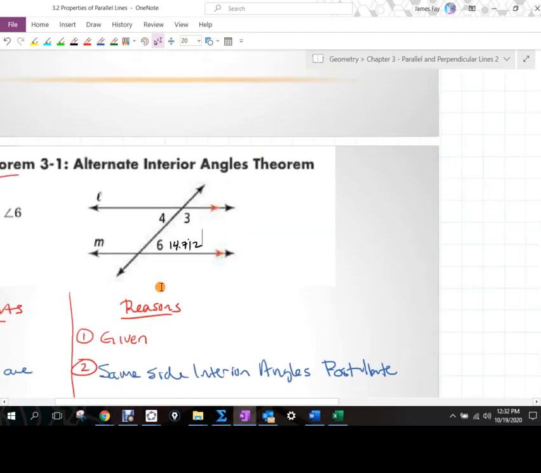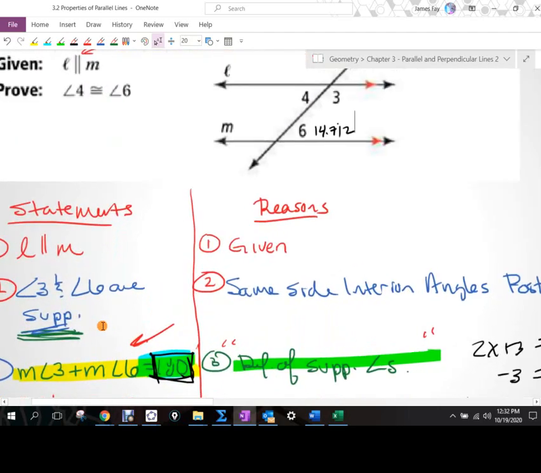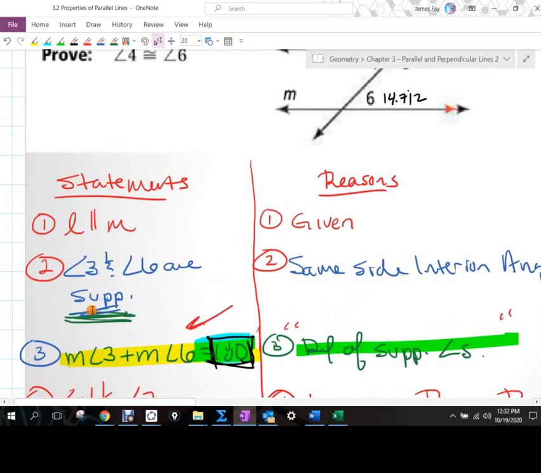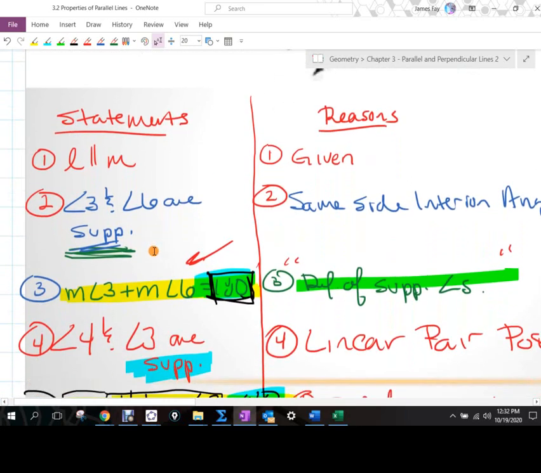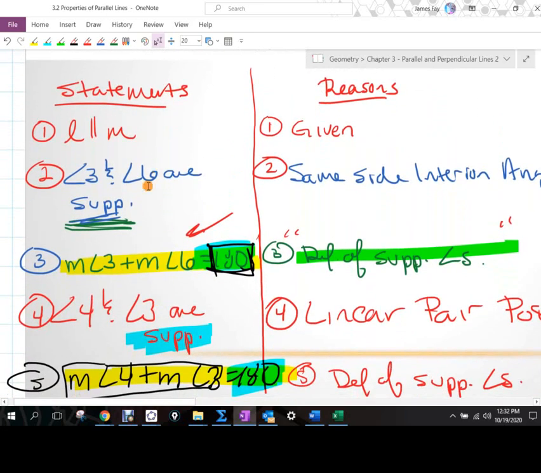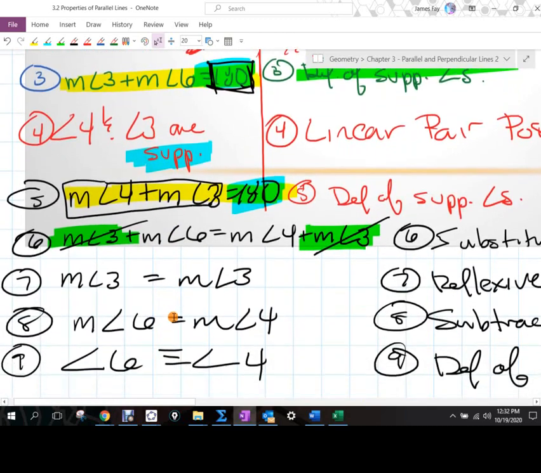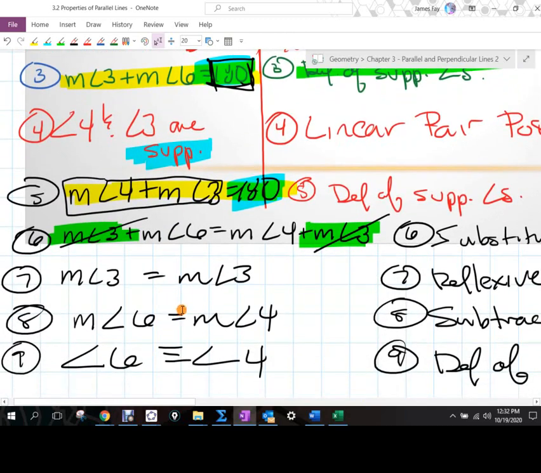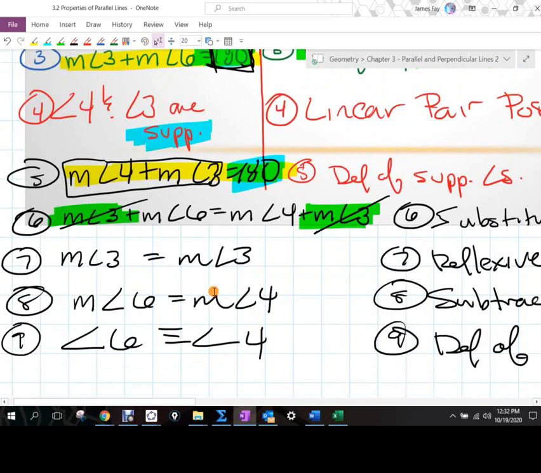But because of this proof right here, did I specify what angle 6 had to be? Never, right? And I never specified what 3 or 4 had to be. But by using these facts, I'm able to go through the algebra and determine no matter what I start with for angle 4, angle 6 is automatically always going to be the same amount. Okay, and that's a benefit of a proof.